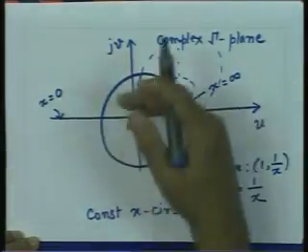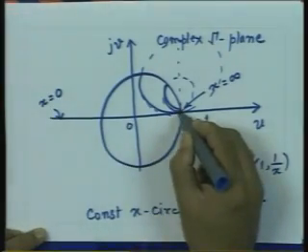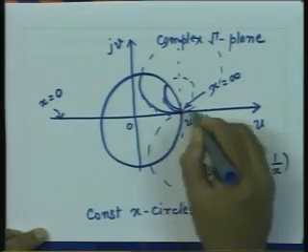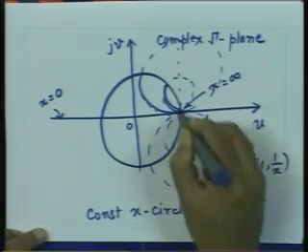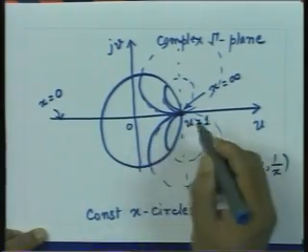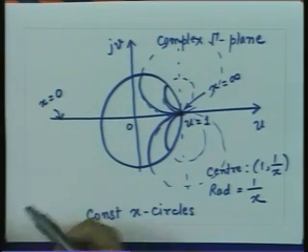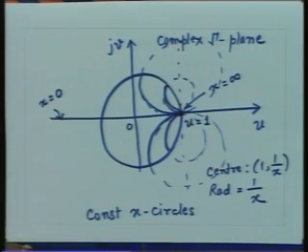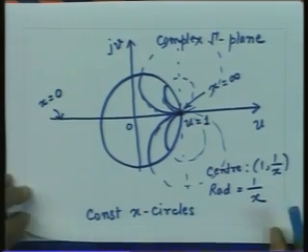Similarly, I can take negative values of x, and I will get a mirror image of these circles on the lower half. So, I will get a set of curves which will look like that, and again we take only those portions of the curve which lie within the unit circle, because they are the ones which correspond to the passive loads. So, if I take different values of x and plot this, the curve essentially will look like that.